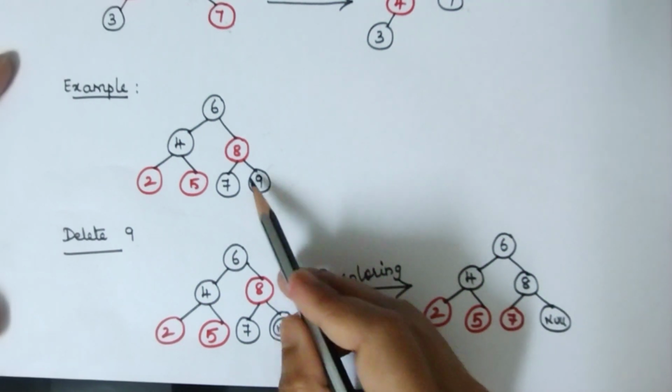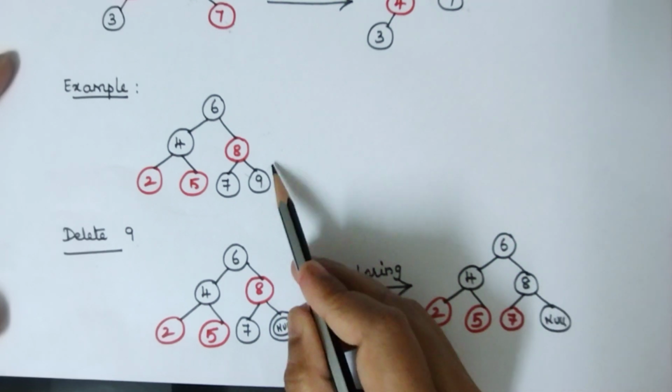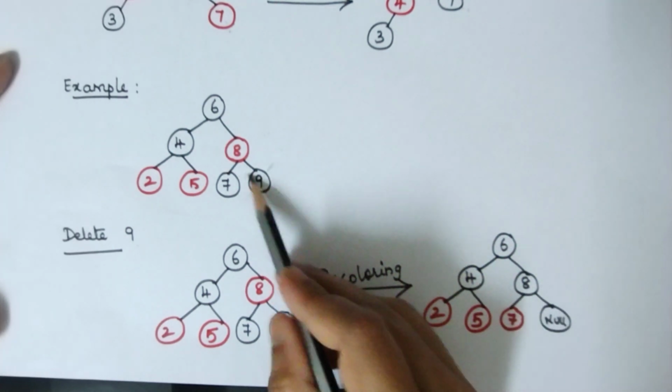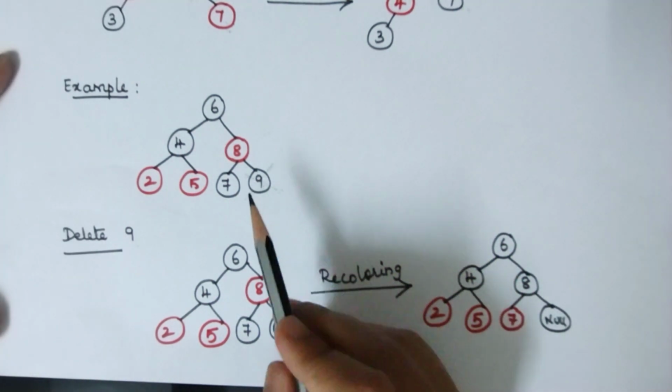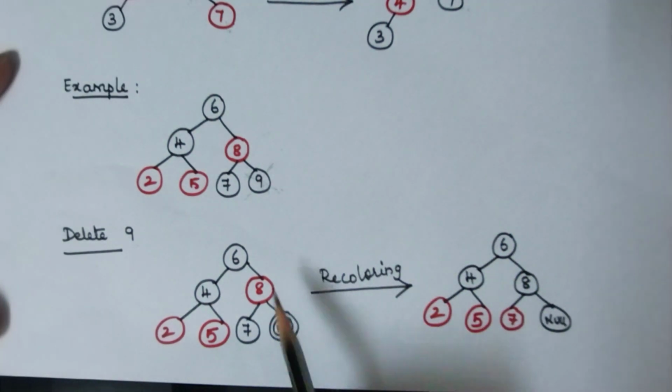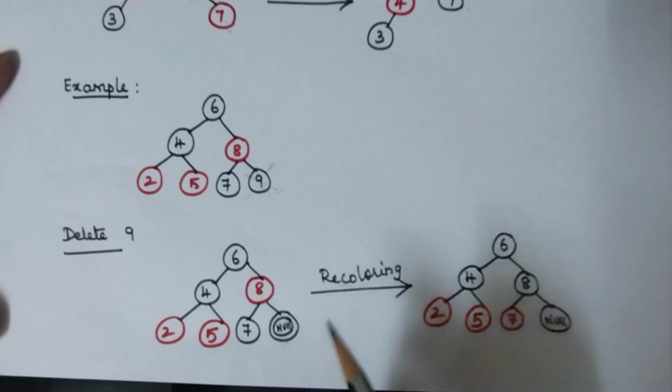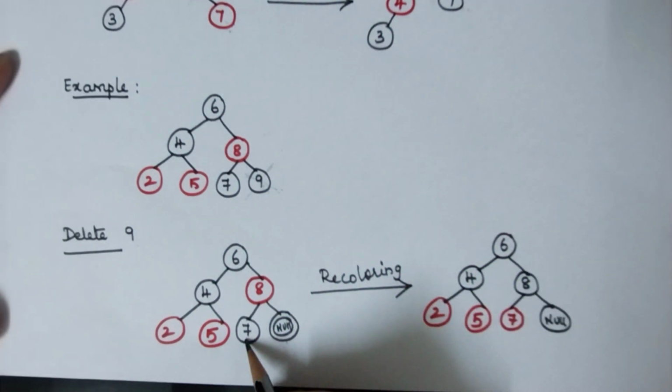If you are deleting a leaf node that is black in color, you can directly delete. But still after deleting this, what you need to do? You need to consider a double black node here. So after deleting 9, this becomes what? Double black null. So once a double black null comes into tree, what you need to do? Check the sibling of it. Okay, what is the sibling? That is 7. And what is the color of sibling's child? There is no child for the sibling, which means black color.